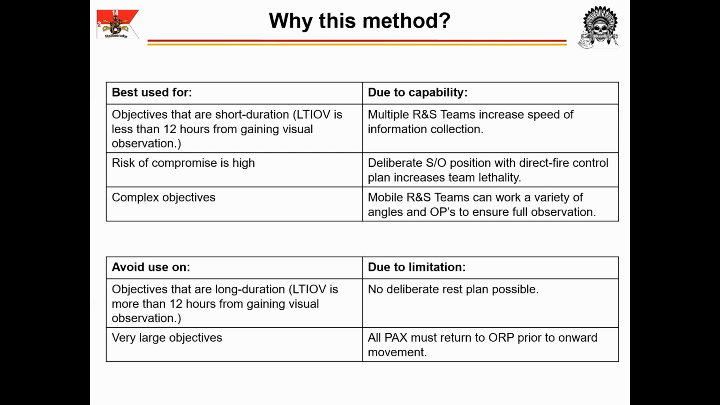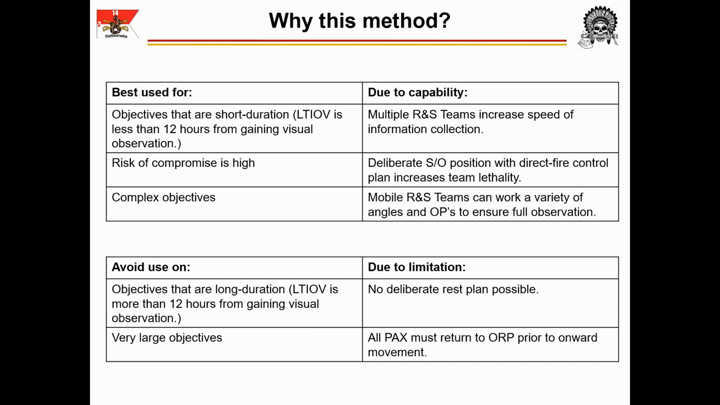The choice to use a Ranger Team Area Reconnaissance is driven by multiple factors, primarily involving the time available to the team and the nature of the objective. The Ranger Area Reconnaissance is best used for objectives that are short duration, in which the LTIOV is less than 12 hours from gaining visual observation, due to the capability that multiple RNS teams used increase the speed of information collection. They're also best used when the risk of compromise is high, as a deliberate S&O position with direct fire control plan increases the team's lethality.